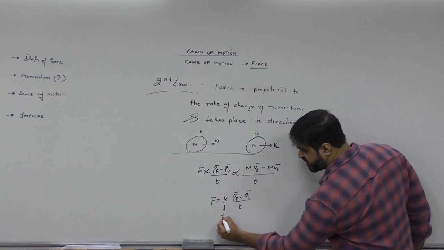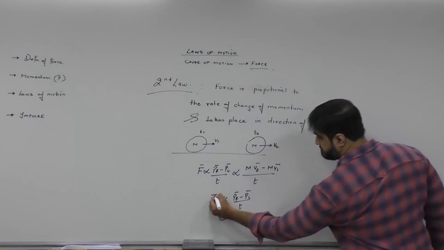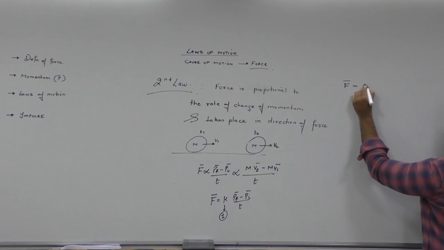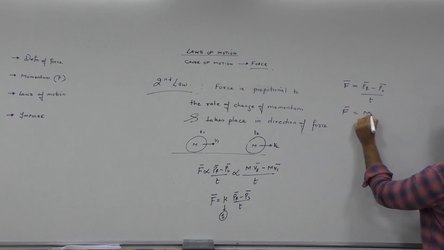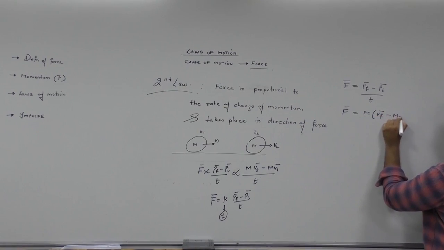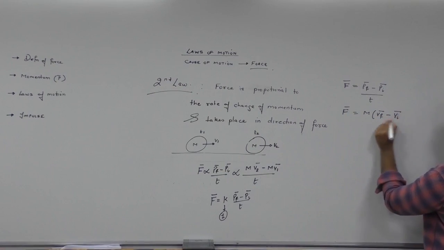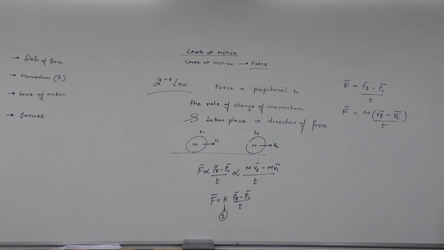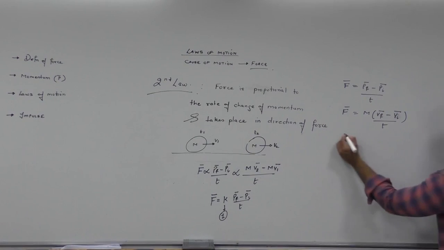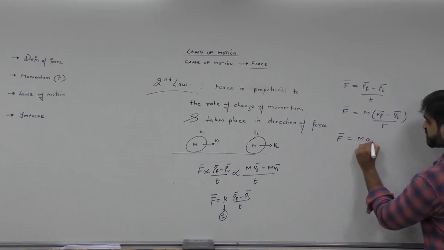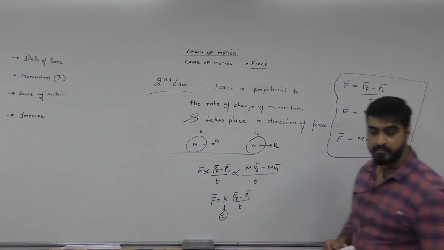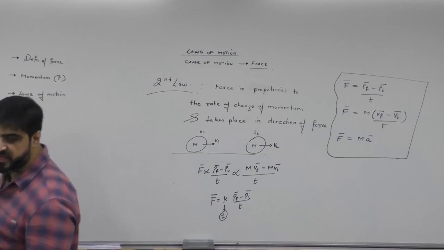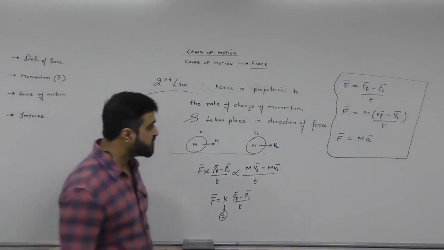K ka value over here is taken as what, beta? 1. So force will become P final minus P initial by time, which can also be written as M into V final minus V initial by time. Can I write V final minus V initial as V minus U by T? What is V minus U by T? Acceleration. So F bar will become M into A bar. These all formulas are very, very important. Beta, F bar is P final bar minus P initial bar by time, which is M V2 bar minus V1 bar by time, which is M A bar.